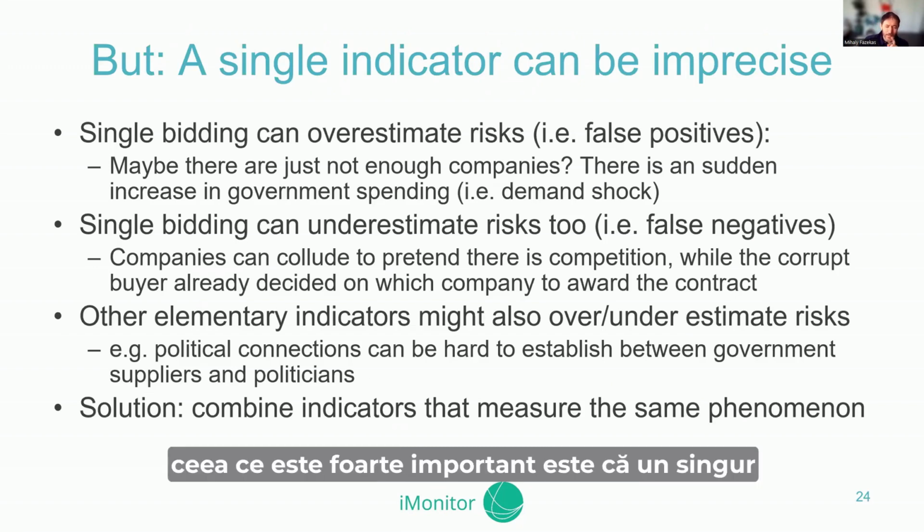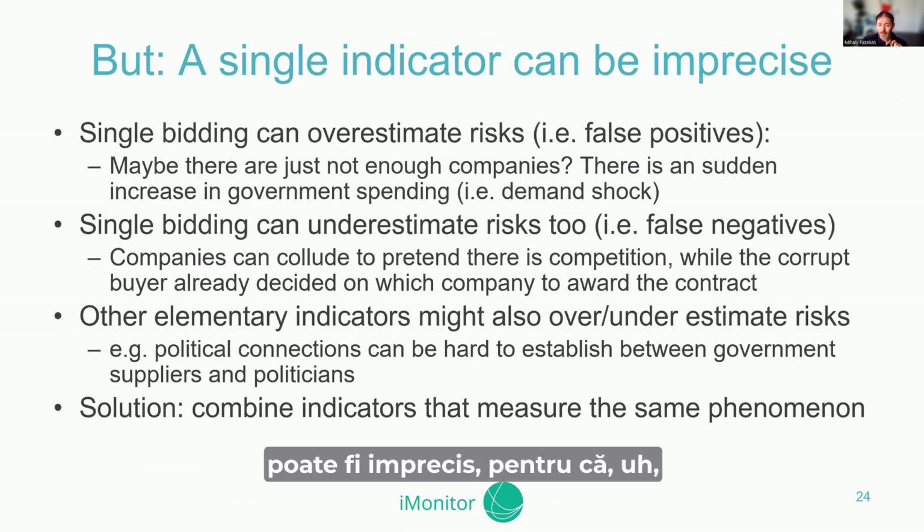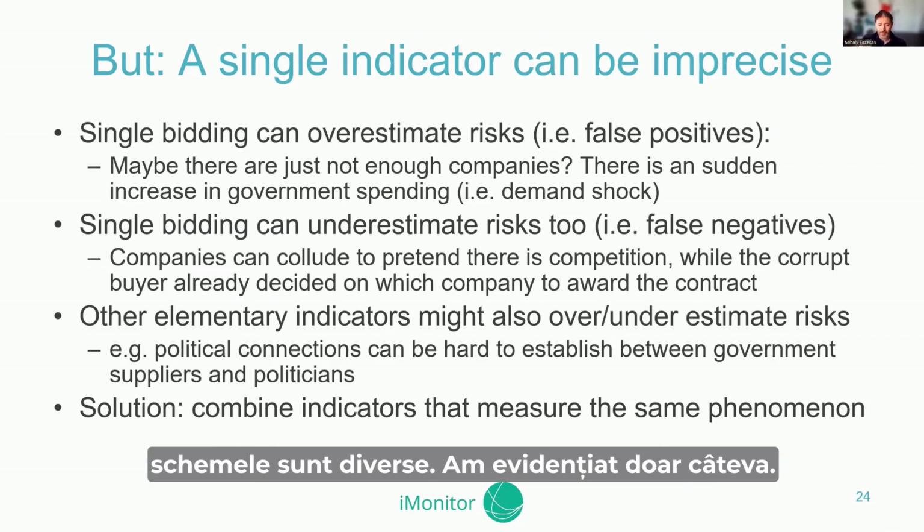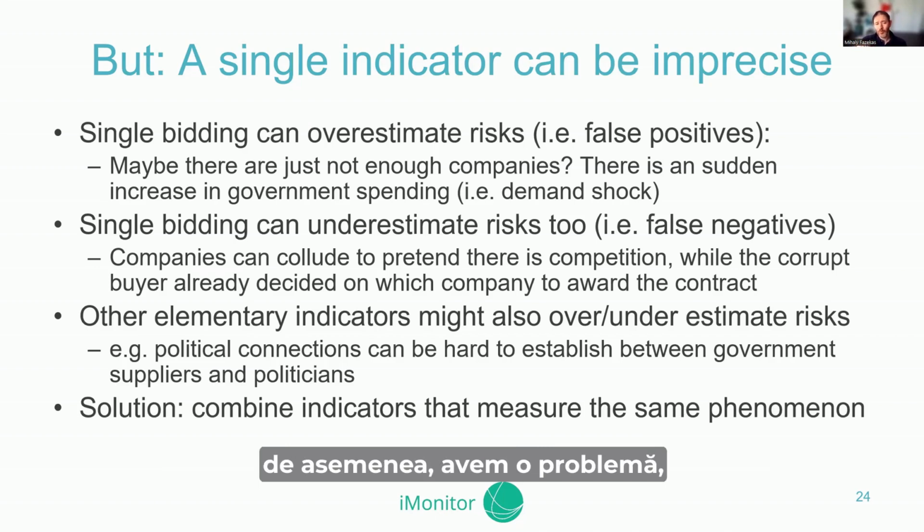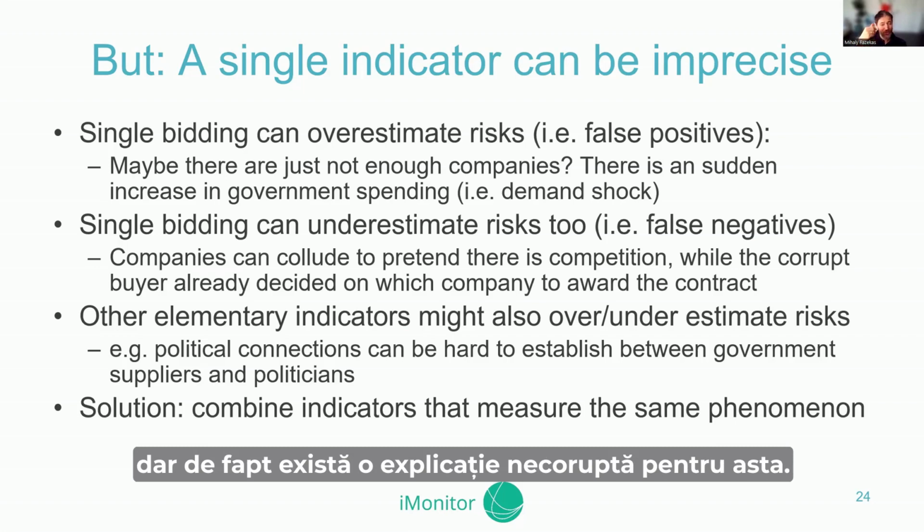Now, what is very important is that any single indicator can be imprecise, because schemes are diverse. I highlighted only a few, and there are far more corruption schemes which we might want to proxy. And also we have a problem, what we call false positives. So the indicator signals corruption, but actually there is a non-corrupt explanation for that.